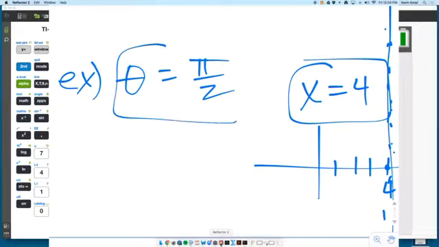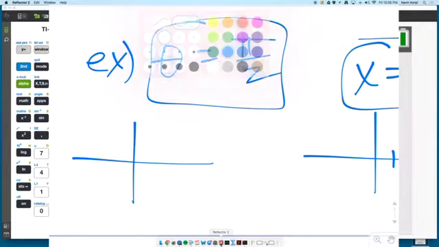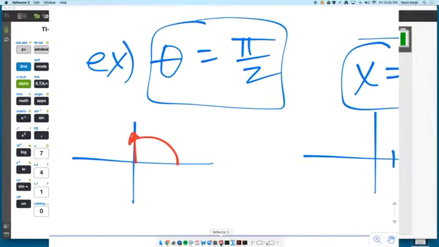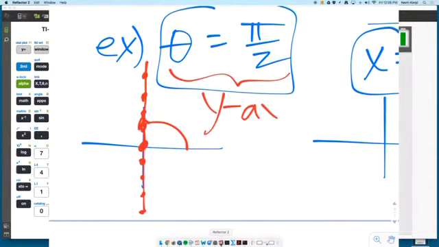Same thing here in polar equations. If there is a radius missing, then the radius could be anything, positive, negative, 0, as long as the angle is what? Pi halves. So let's rotate up to pi halves. We're pointing in this direction. And let's let the radius be 0, 1, 2, 3, 4. How about -1, -2, -3, -4? Connect the dots. What do we get? A vertical line.